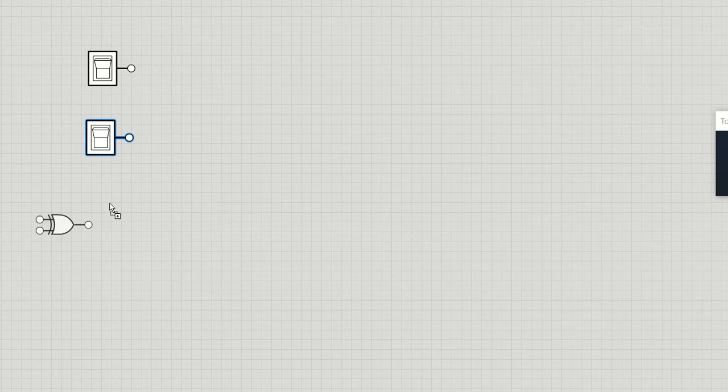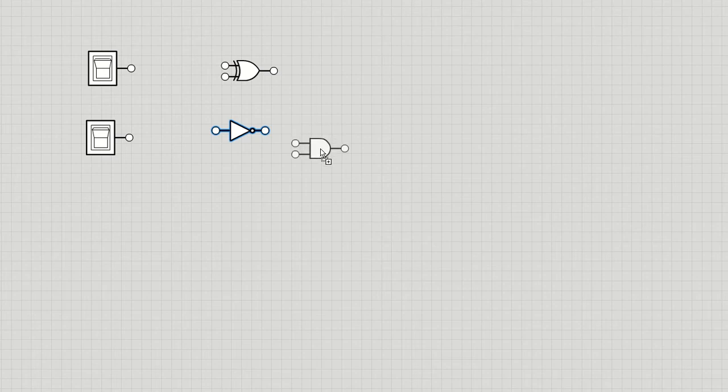Now let's construct a circuit diagram for half subtractor. A and B are there. 1 XOR gate, 1 NOT gate, 1 AND gate, 2 light bulbs.